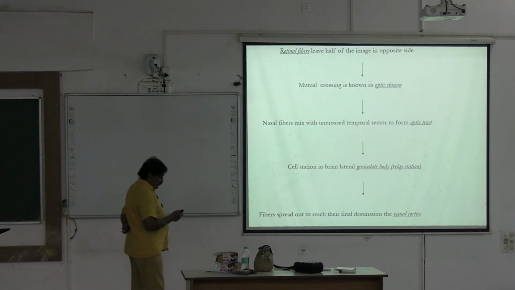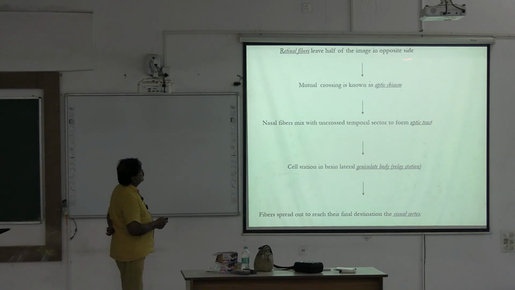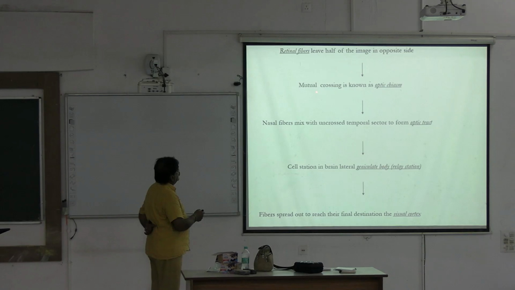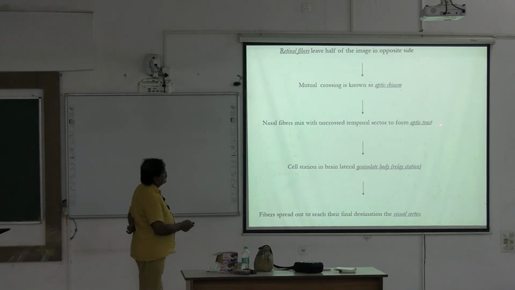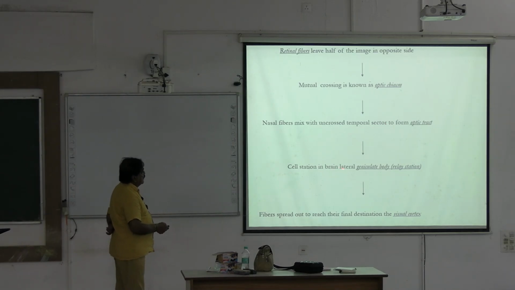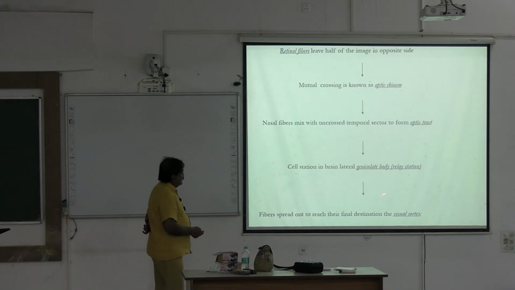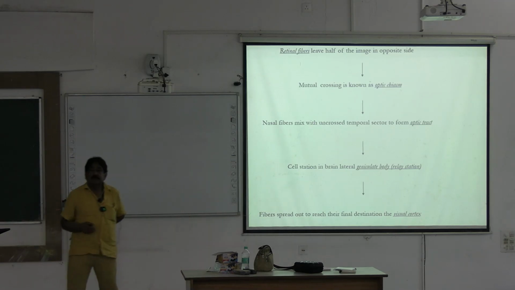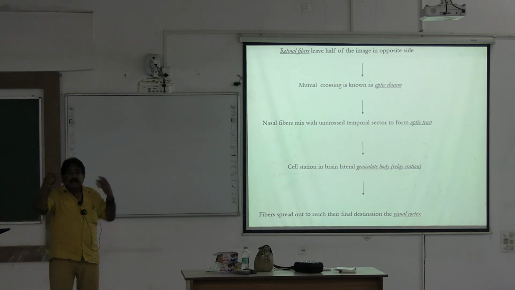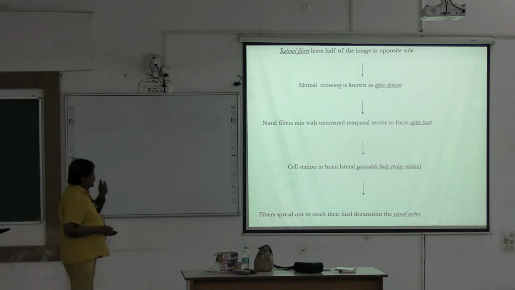Now, retinal fibers leave half of the image on the opposite side. This mutual crossing is known as the optic chiasma. Nasal fibers mix with the uncrossed temporal fibers to form the optic tract. The cell station in the brain is the lateral geniculate body, the relay station. Fibers spread out to reach the final destination, the visual cortex. So the pathway ultimately goes into the occipital lobe.